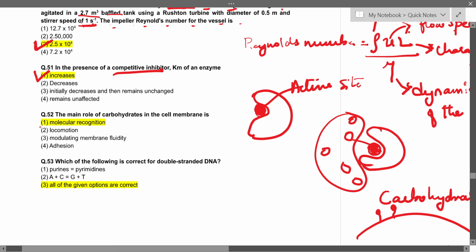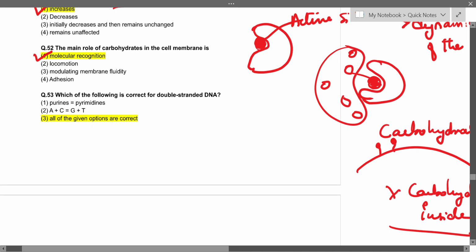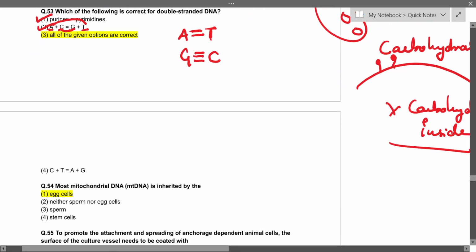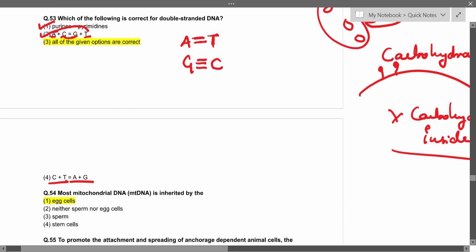Okay. Which of the following is correct for double-stranded DNA? Purine is equal to pyrimidine. Yes, this is correct. A plus C equals G plus T. Yes, this is A pairs with T and G pairs with C. A bonds with the T with a double hydrogen bond, and G has a triple bond with C. So here A plus C is equal to G plus T. This is also correct. And C plus T is equal to A plus G. That means purine is equal to pyrimidine. This is also a correct option. So all of the given options are correct.